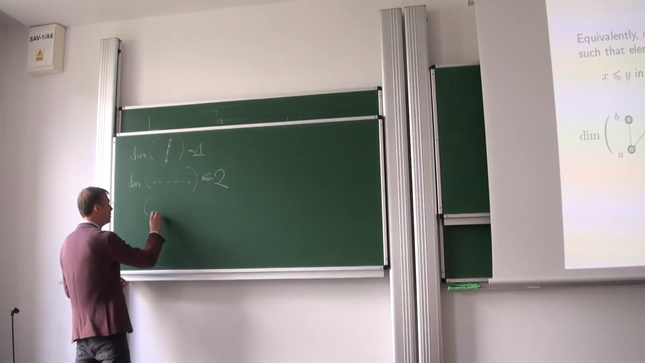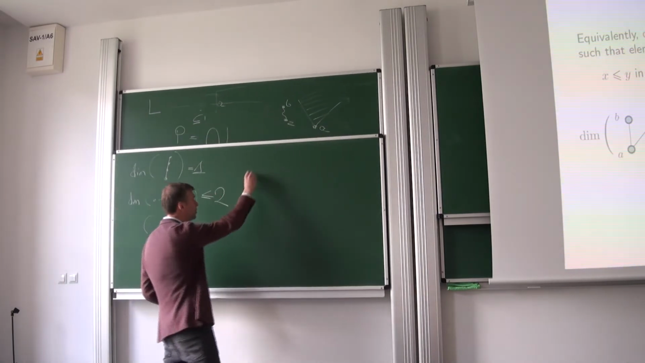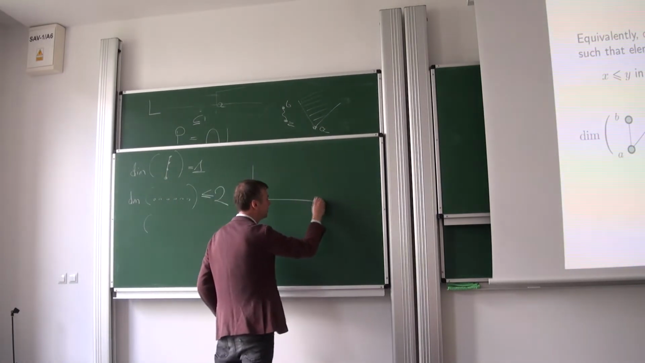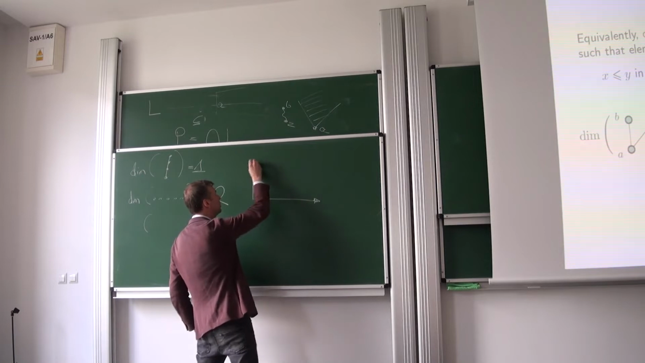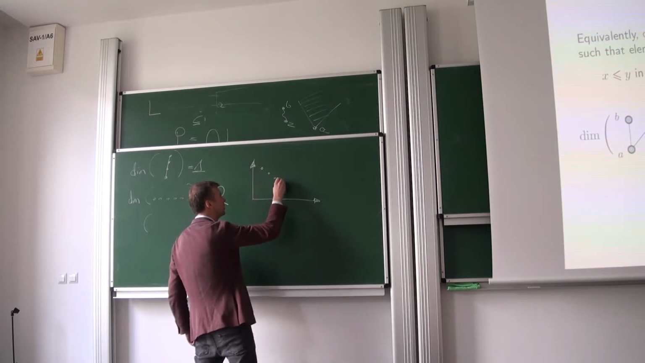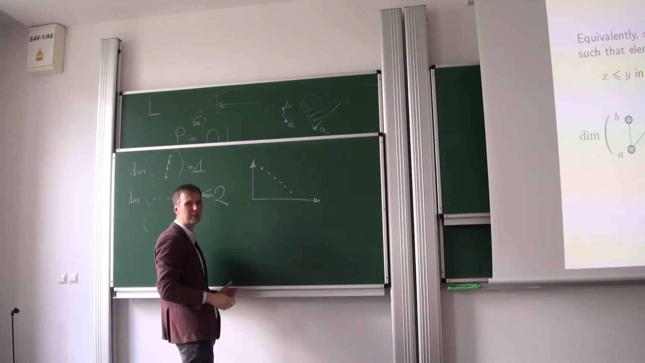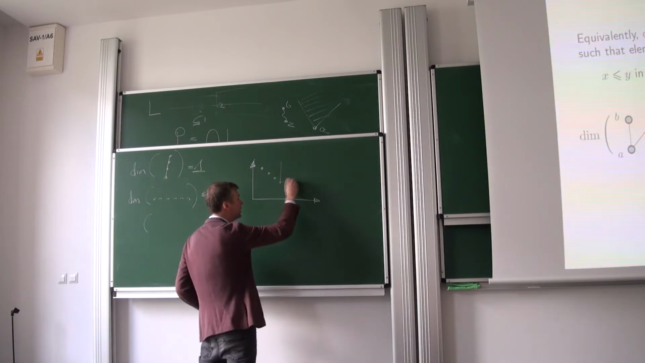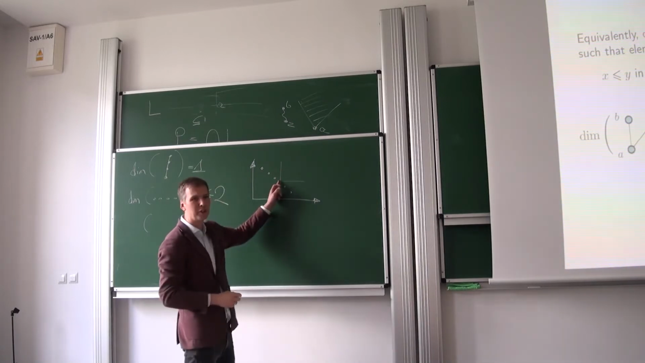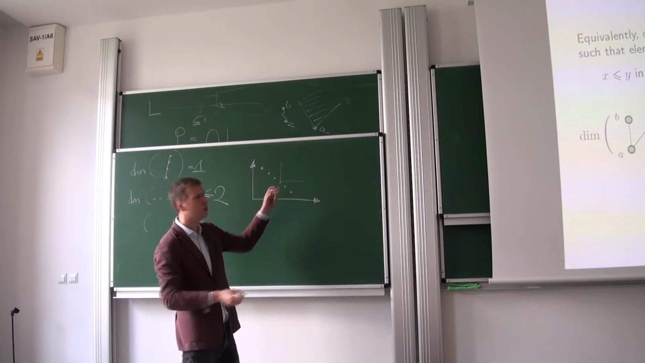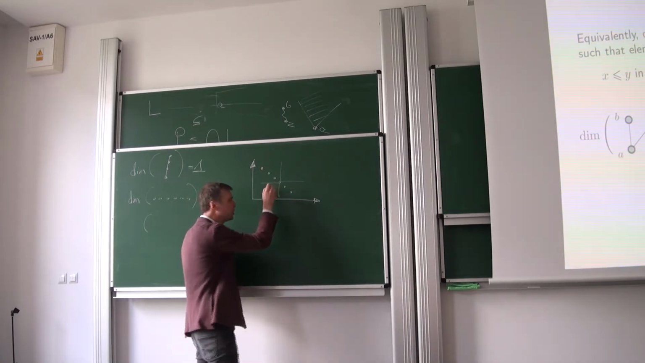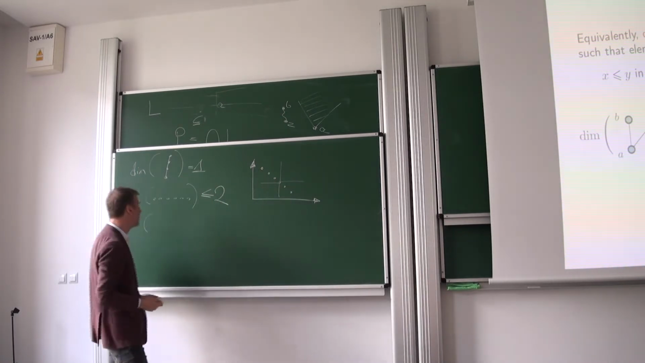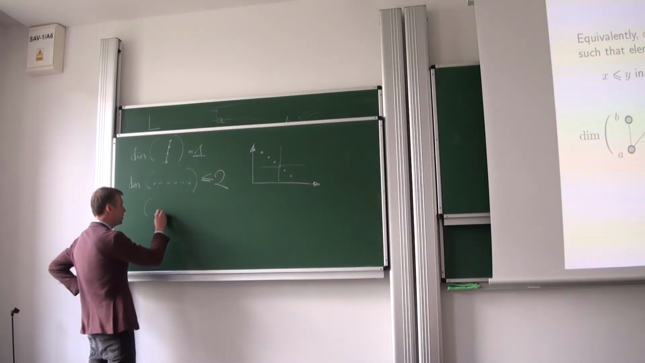What is the dimension? Since it's at most 2, let's visualize it. Posets of dimension 2, you can draw them. That's how it should look. Elements that are in this quadrant are larger than this element. There are not too many of them, right? And elements of this quadrant are lower than this element. What is the dimension of a complete bipartite poset?